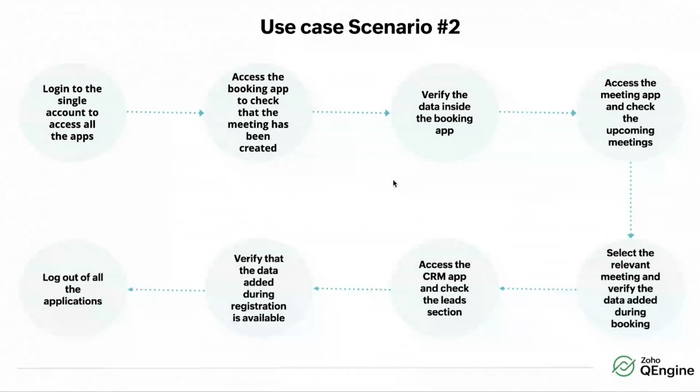The booking form is public. So once the form is filled, a meeting is created inside the booking app. So we'll be verifying if that is fine. And also we'll be checking if the data is the same, whatever was entered in the booking form. And then once that is done, we'll be looking at the meeting app and checking if a meeting has been created, and also again verifying the data as well.